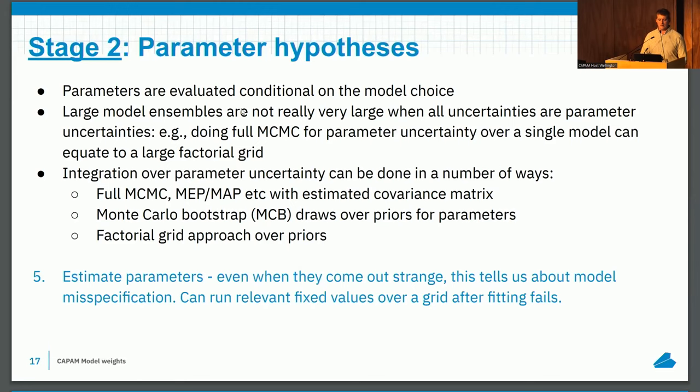And my perhaps somewhat controversial best practice is to try first to estimate parameters, use the full MCMC or your full likelihood and covariance matrix to characterize uncertainty in those parameters before going to the Monte Carlo bootstrap or factorial grid approaches, because essentially they're doing the same thing. They're trying to evaluate that integral, but they're doing it in a much more ad hoc way, in a grid-based way, which is never as good, I would argue.